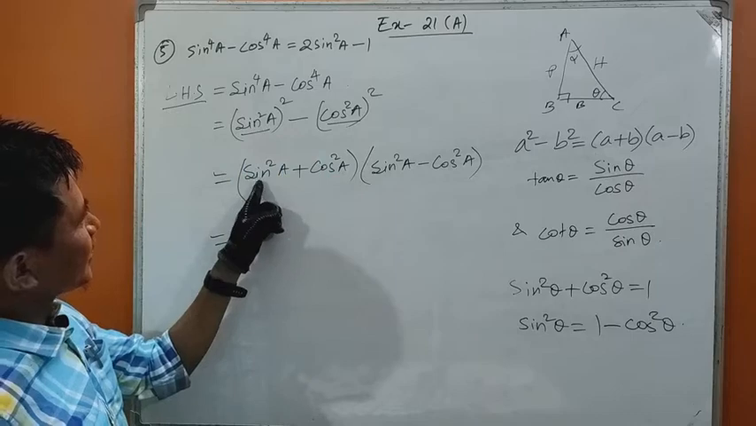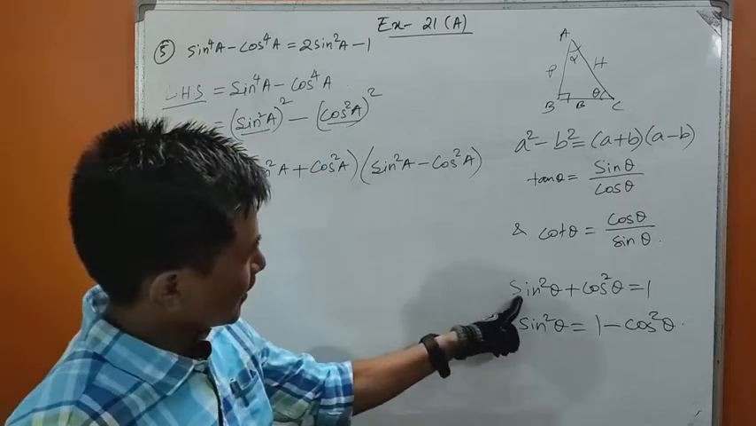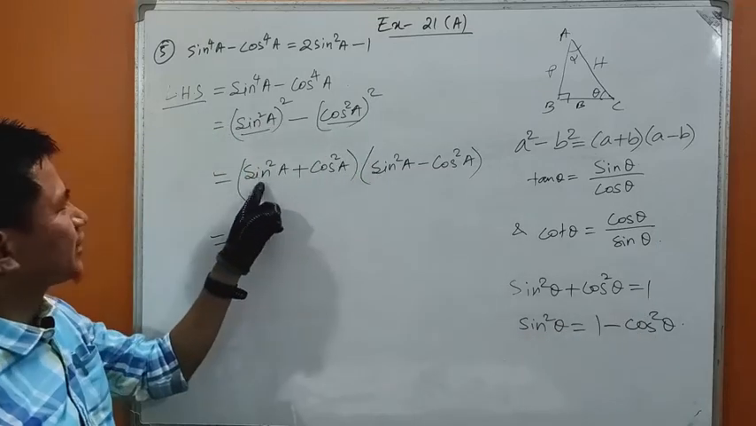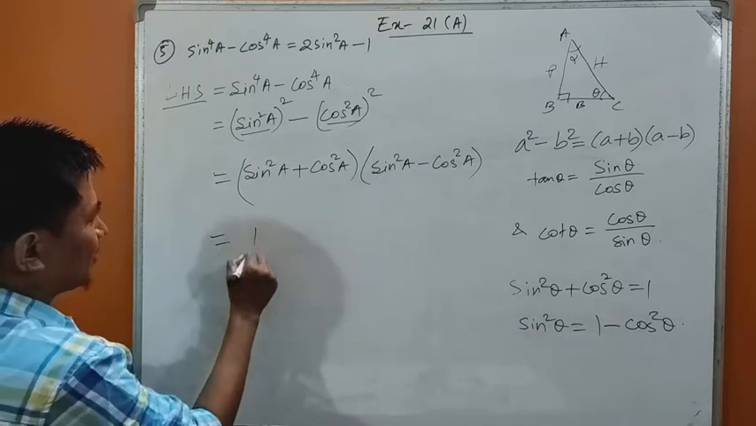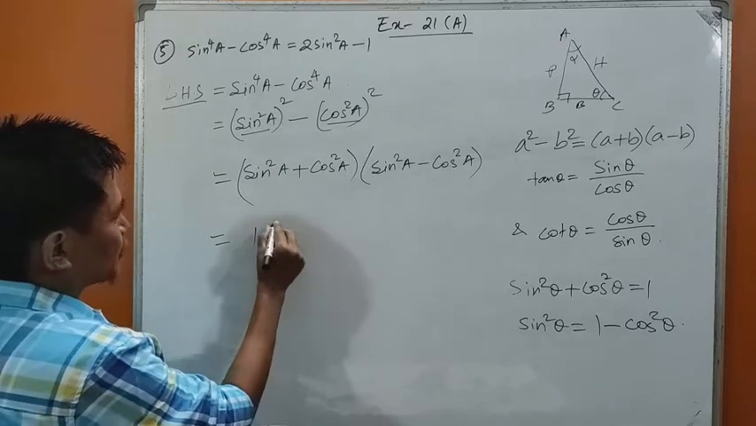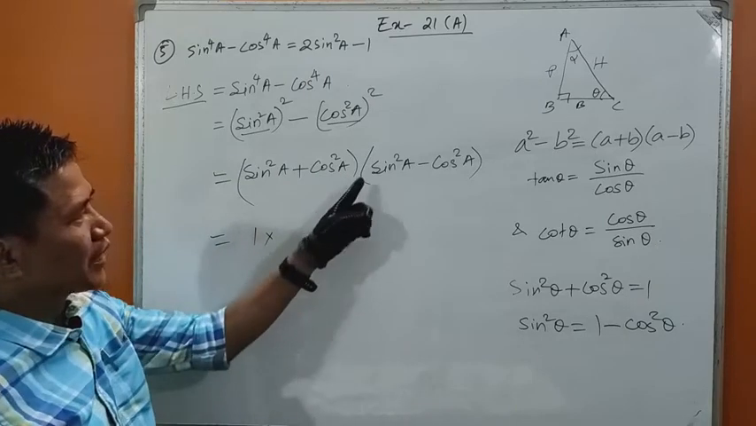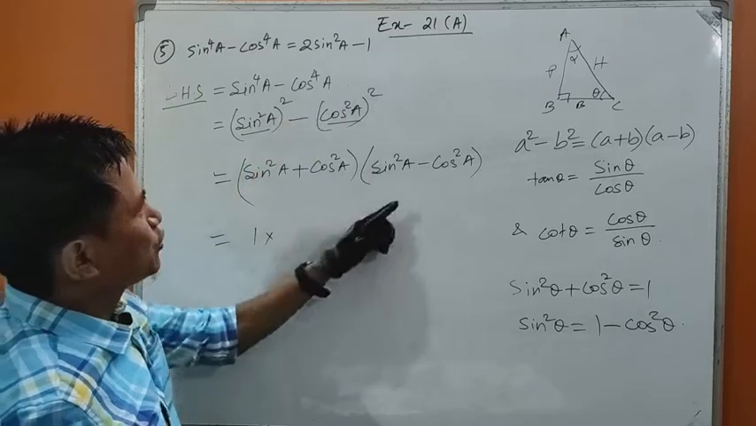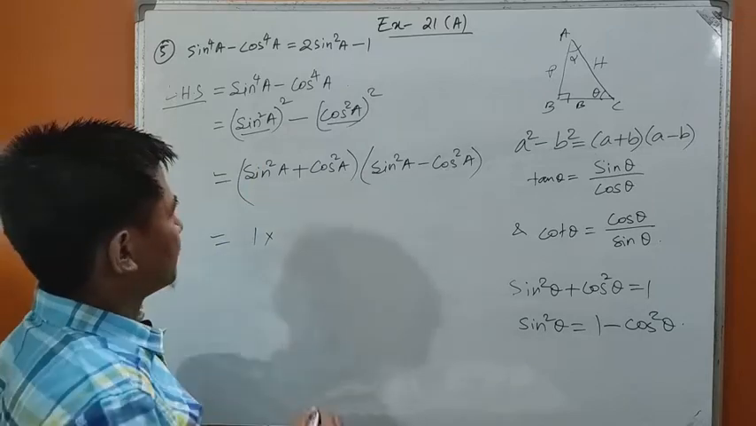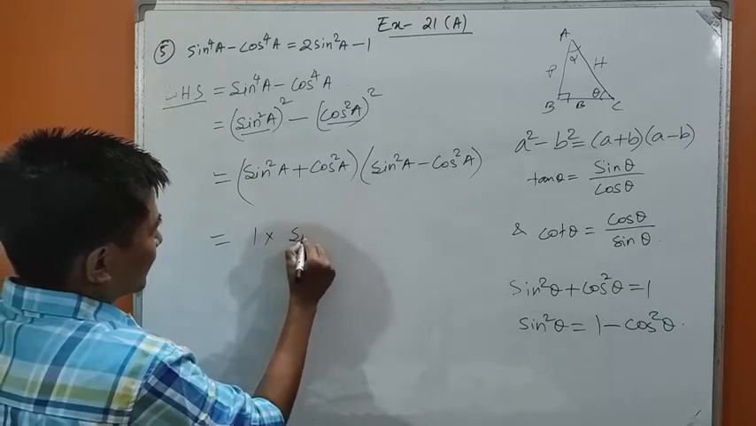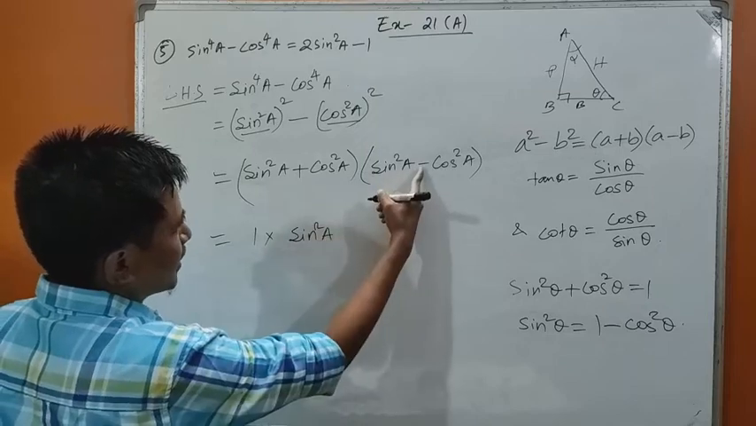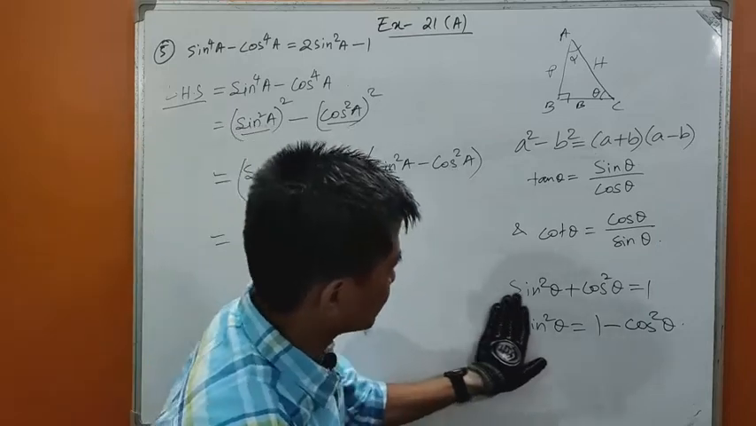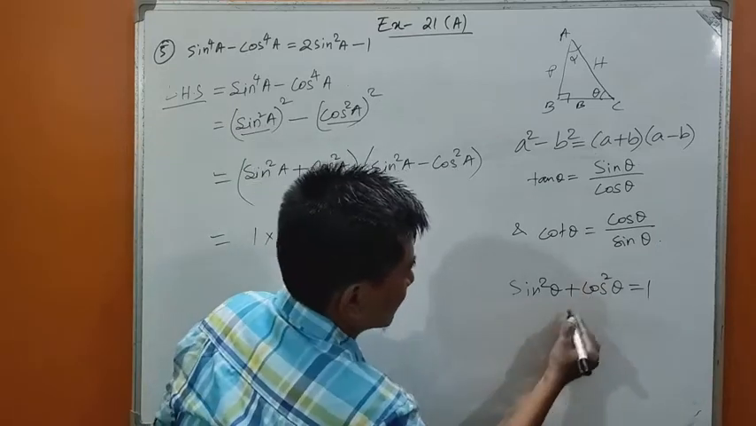So this sin square a plus cos square a is sin square theta plus cos square theta, isn't it? So this equals 1. So instead of this sin square a plus cos square a, I can write 1. The bracket means into, isn't it? We need sin square a, so let's convert this cos square a into sin square form. Let us keep this sin square a as it is, sin square a minus, within the bracket, cos square a.